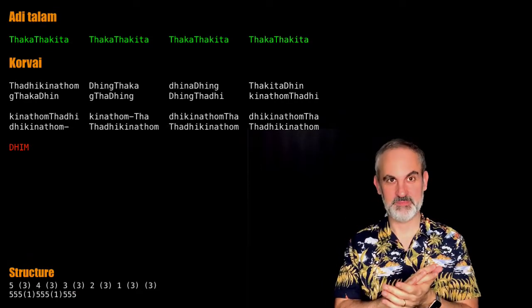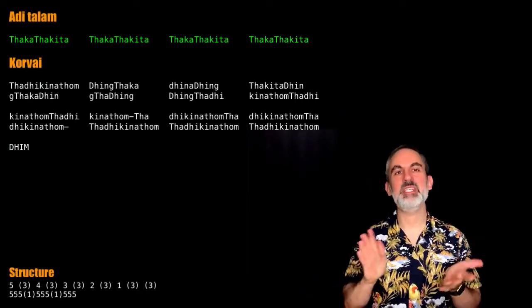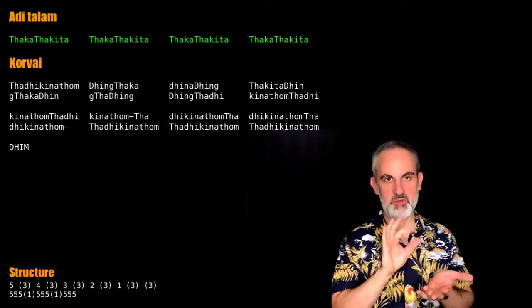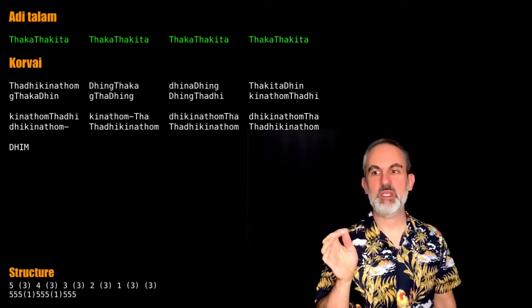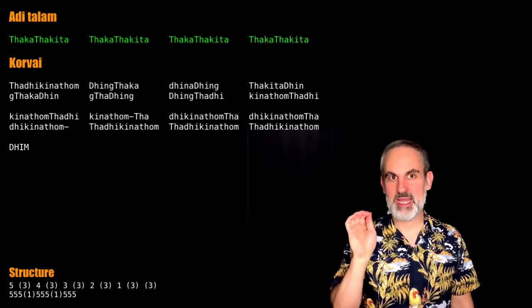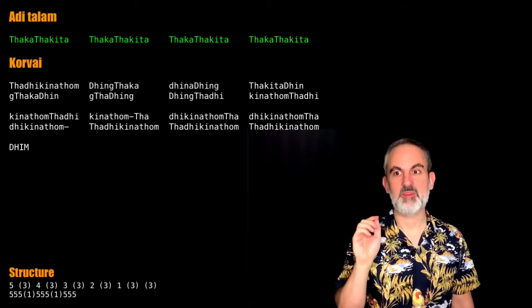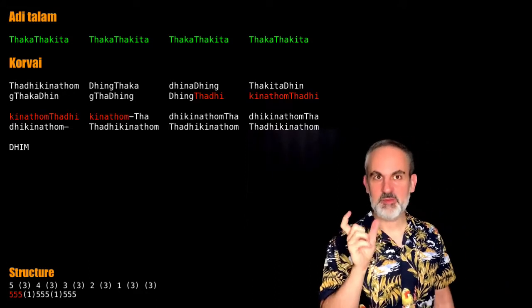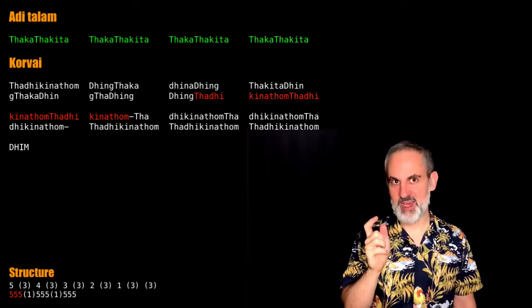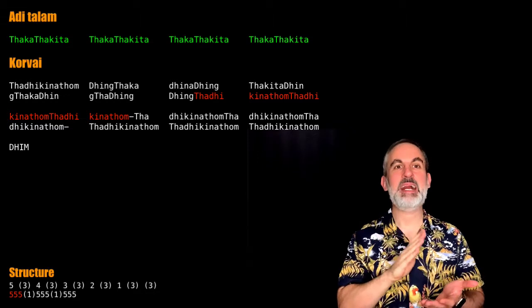Thadhikinathom. So you see, it will be much easier when you have the subdivision going on of 2 plus 3. And also, in the last tirmanam, which is 5-5-5, 1 gap, 5-5-5, 1 gap, 5-5-5, you will notice that the first group of 5-5-5 lands on Thadhikinathom.